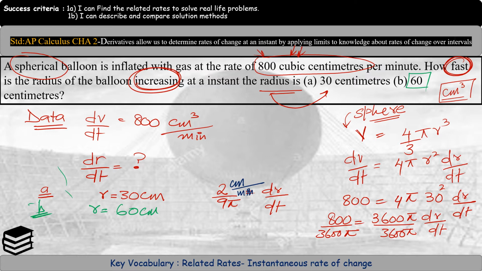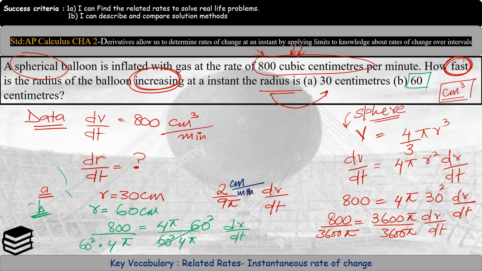So if I write here, you have 800, that is the rate of change of volume, equals 4 pi, and the radius is 60 squared, and then dr/dt. Now divide both sides by 60 squared times 4 pi. So you will get 60 into 60, 3600. So 3600, it means again 2 pi. So here you will have 800. So I am solving this question.